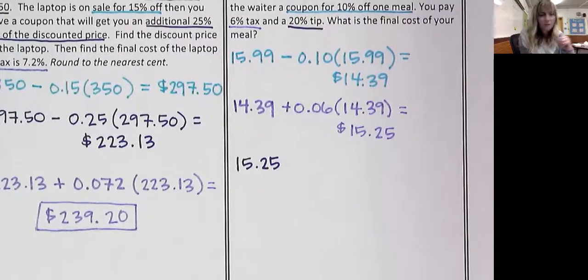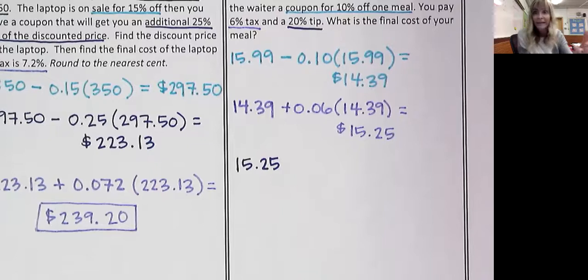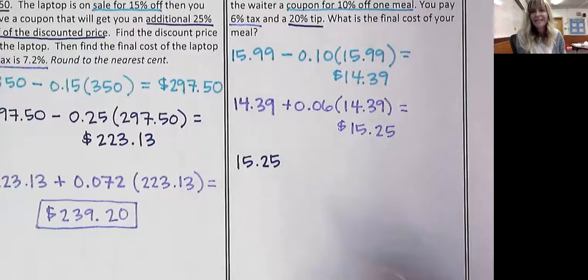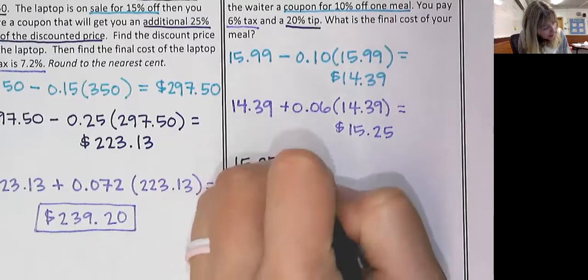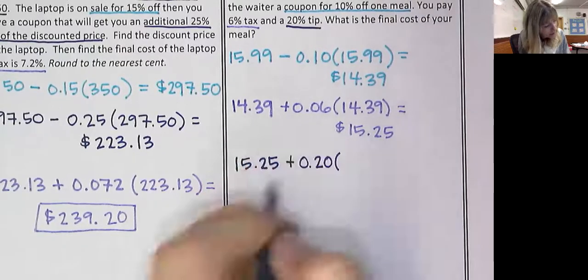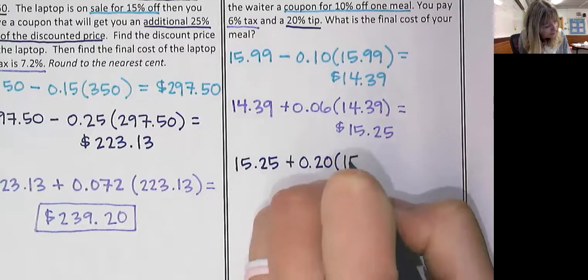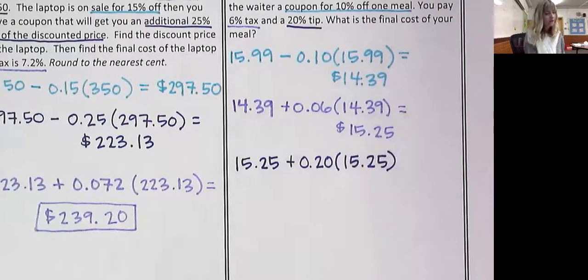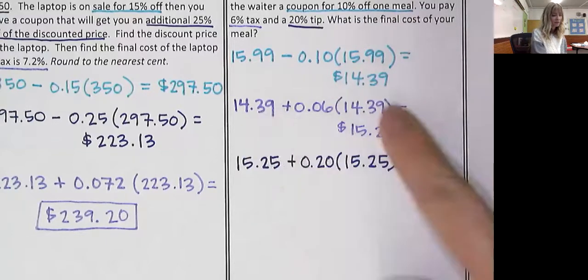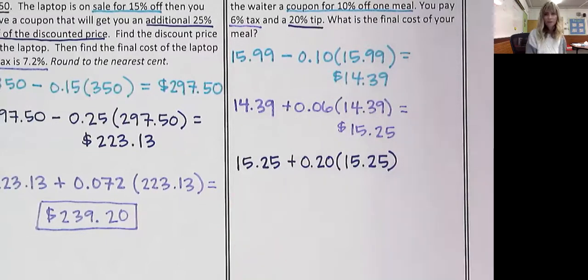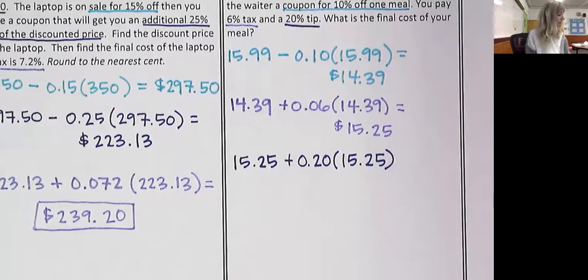Tip, do I add or subtract tip? Add it, it makes it more expensive, right? Remember, discount sales, those are the only ones you subtract. So I'm going to add a 20% tip to this original, 15.25. Again, I keep carrying, I do one step and that becomes my new original. And then that becomes my new original. Every step, make sure you're using the last original.